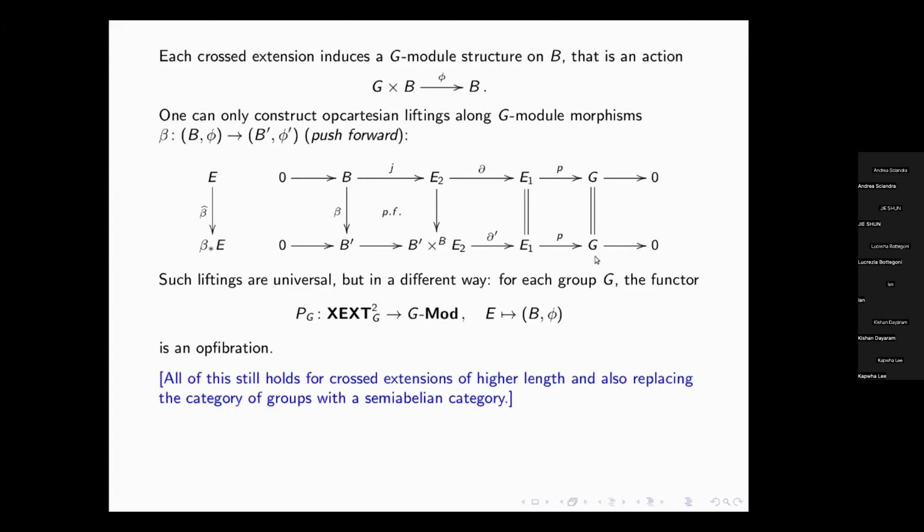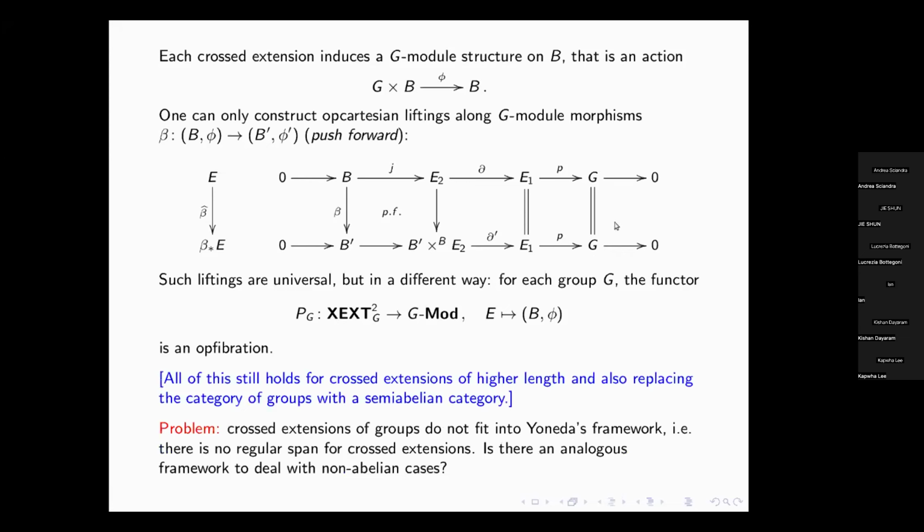In fact, we can do this even more in general, not only for groups, but also for semi-abelian categories, and we can do this not only for crossed extensions of length 2, but also for crossed extensions of higher length. But there is a problem, because this situation does not fit into Yoneda's framework. In fact, there is no regular span for crossed extensions. So we need to find something that replaces the notion of regular span and can be adapted to this situation. And in fact, there is something.